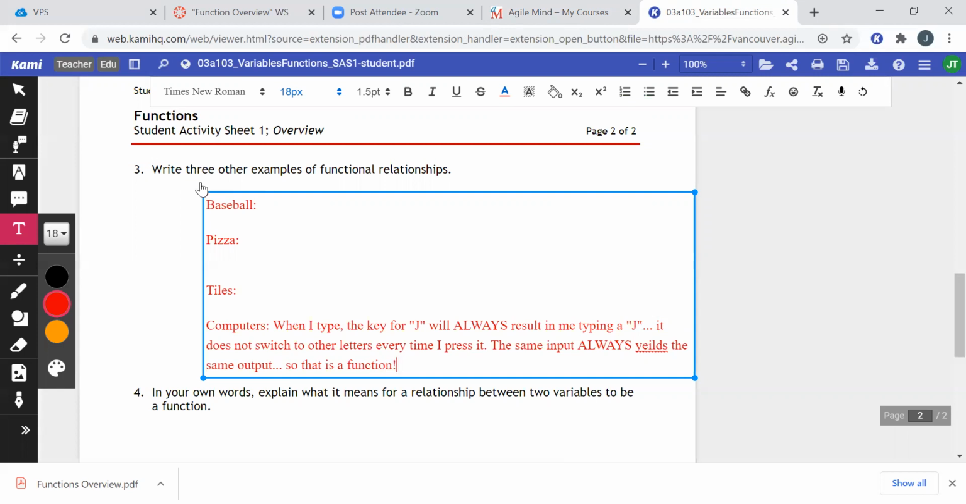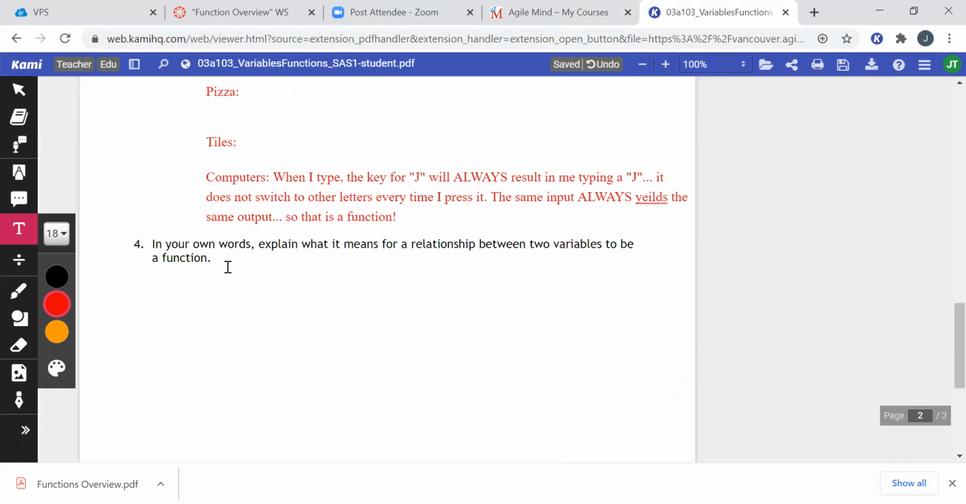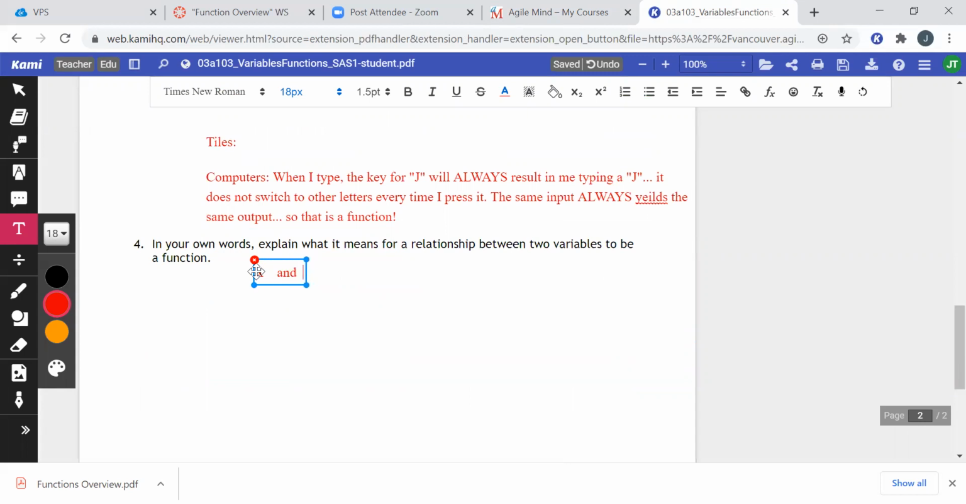That's what we're doing. You've got to do that with baseball, pizza, and tiles. I said it out loud in words. I want you to type it in your own words. In your own words, describe what it means for a relationship between two variables to be a function. So we'll use the variables x and y. So x and y are the variables. So if you're talking about two variables, you can say x and y, and I'll know what you mean. So what does it mean for x and y? Remember, we always use x as our input. We use y as our output. That's just tradition.